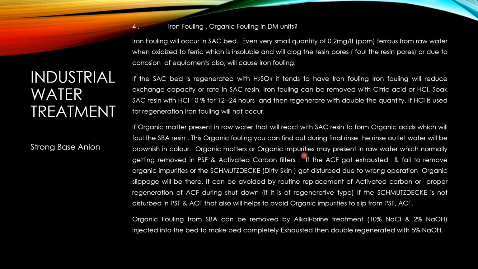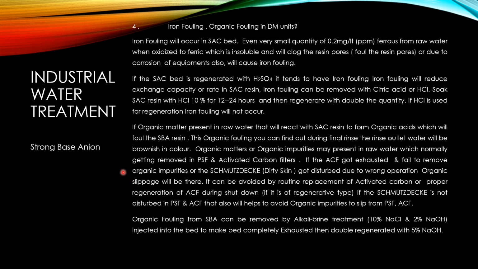Organic matter or organic impurities which may be present in raw water are normally removed in the pressure sand filter and activated carbon filter. If the activated carbon filter is exhausted or fails to remove the organic impurities, and the schmutzdecke, that is the skin which we have seen in the previous episodes, which forms a thin layer on the top of the pressure sand filter or activated carbon filter, also forms in any DM plant units, and the schmutzdecke is disturbed due to wrong operation, organic slippage will be there.